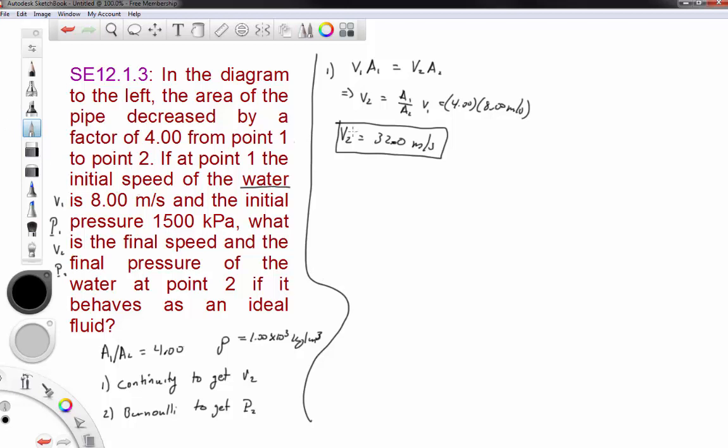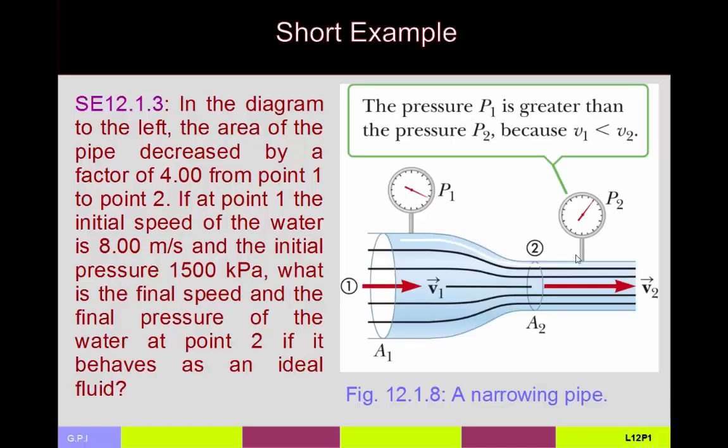Now, this means we can apply Bernoulli's principle, which says that the initial pressure plus half of the density times the initial speed squared plus the density times the free fall acceleration times the initial height should be the final pressure plus half of the density times the final speed squared plus the free fall acceleration times the density times the final height.